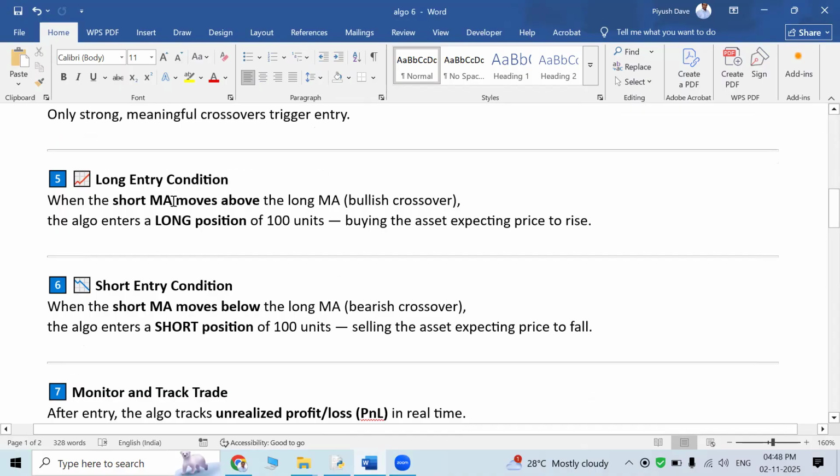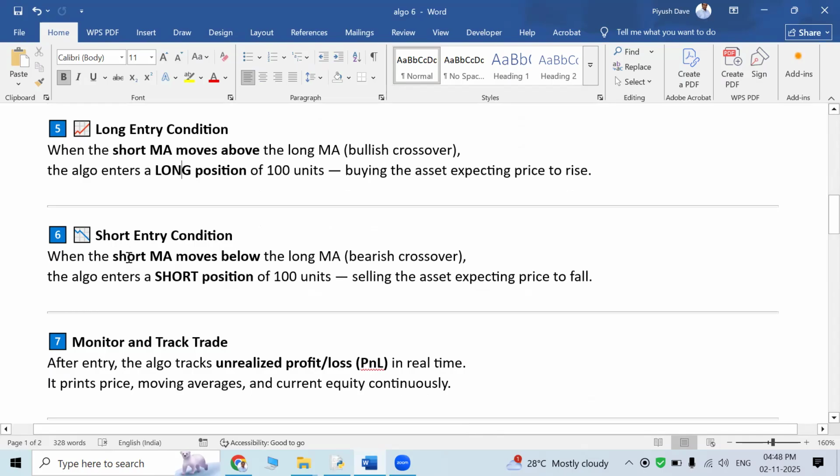Now, long entry: short moving average above the long moving average. We will buy 100 equity. That's the long position. Short position is what? Short moving average below the long moving average, a bearish crossover. We will short the 100 equity.